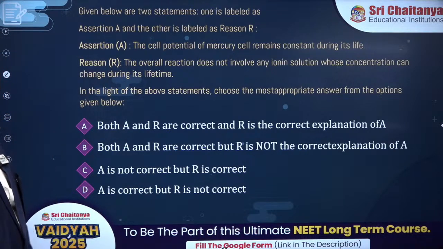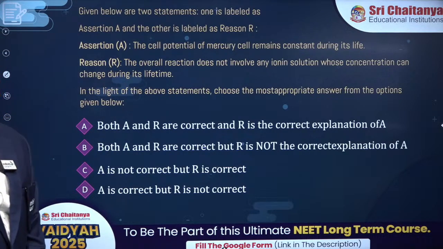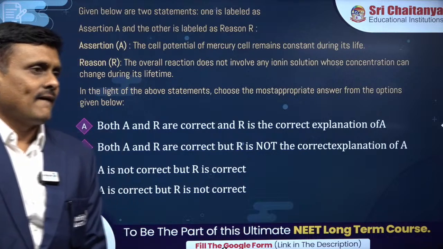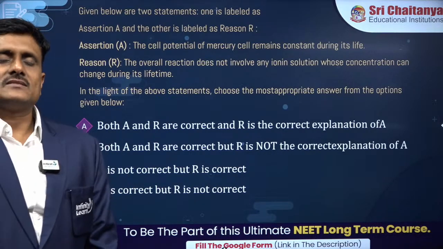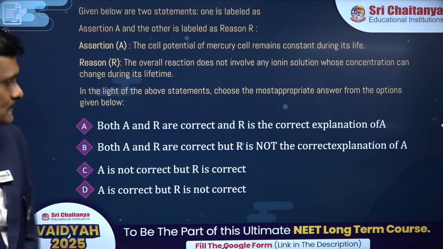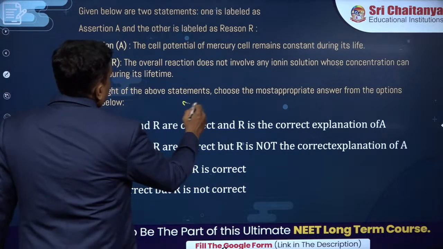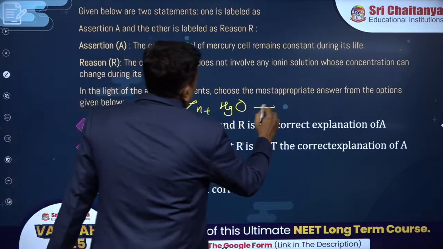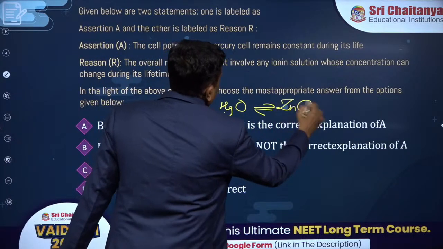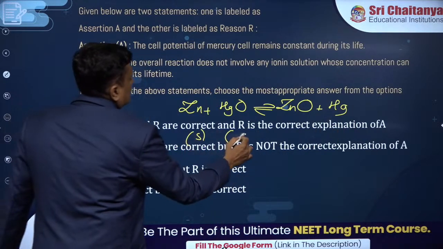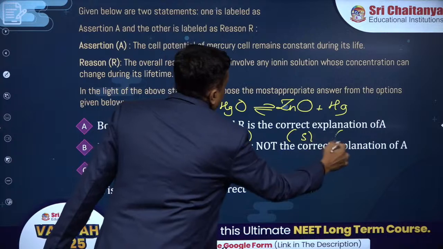You can see that cell potential of mercury cell remains constant during its life. It's a brilliant point, right? Now this has got nothing to do with the change in concentration of any of the active component. Could you please tell me the reaction that is occurring inside the mercury cell? Important: Zn plus HgO converting into ZnO plus Hg.